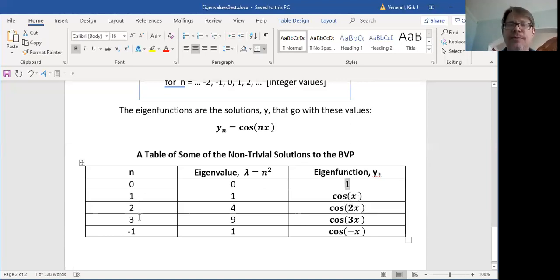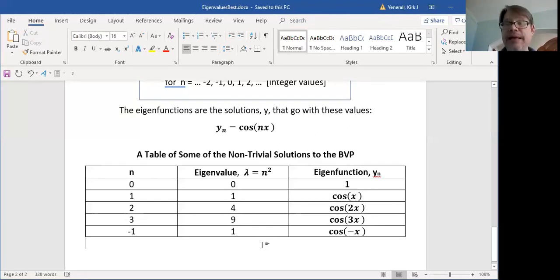What if n is 1, 2, or 3? Well, for those integer values, the eigenvalues, remember, are the square of omega, which is the square of n here. So our eigenvalues for n equal to 1, 2, and 3 would be 1, 4, and 9. And those correspond to eigenfunctions of the cosine of x, the cosine of 2x, the cosine of 3x. Those are the eigenfunctions that correspond to the given eigenvalues. Notice here that the omega is the square root of the omega squared that we have there.